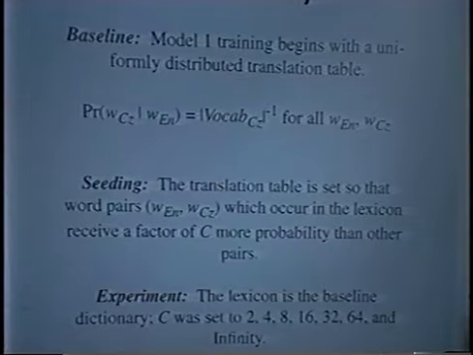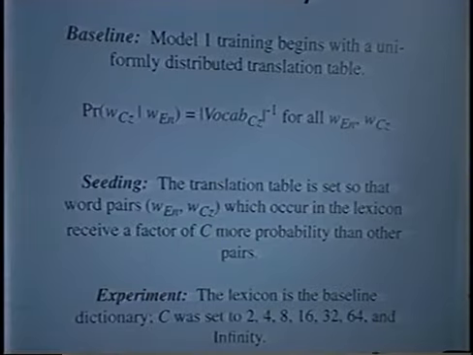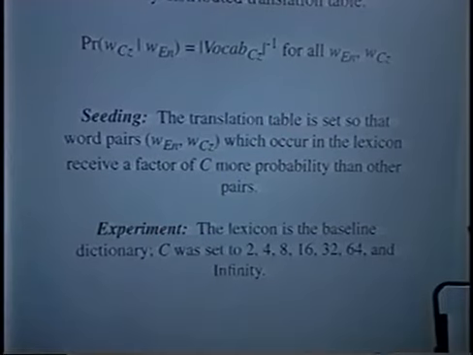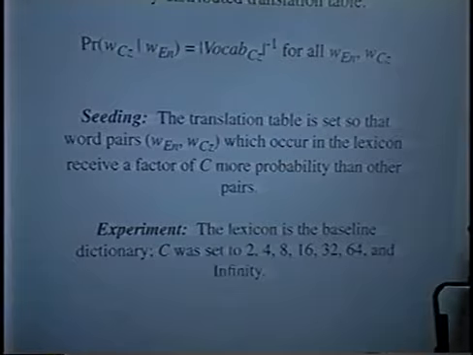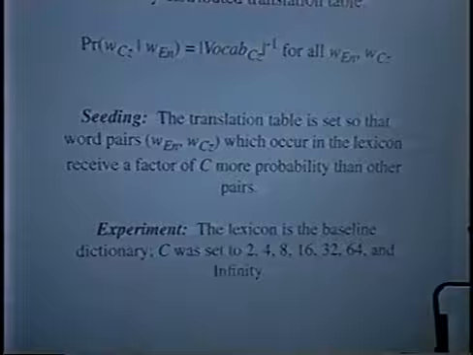In our experiment, we changed this so that word pairs that occur in the lexicon receive a factor of C more probability than the other pairs. And we used values of C ranging from 2 to infinity. And by infinity, I mean pairs that did not occur in the lexicon received an initial probability of 0.